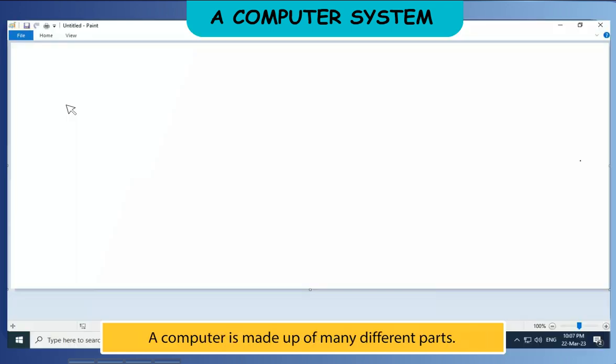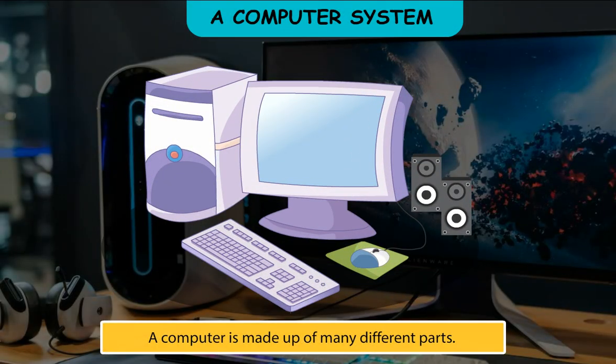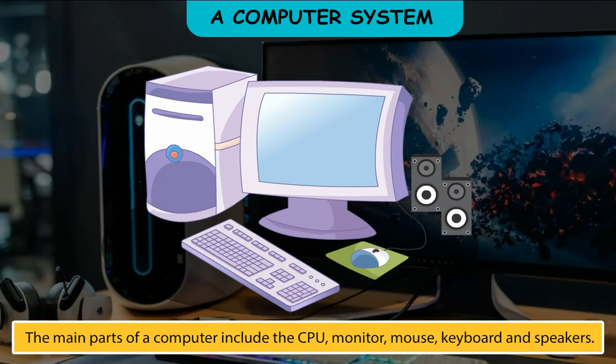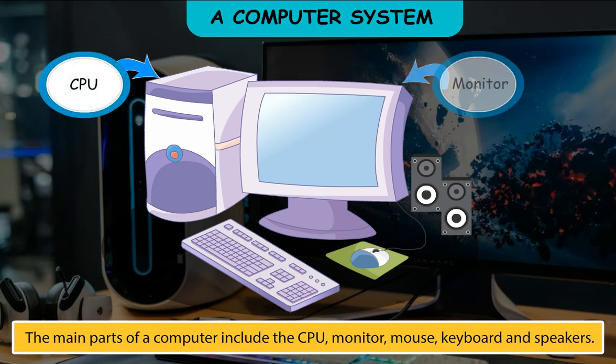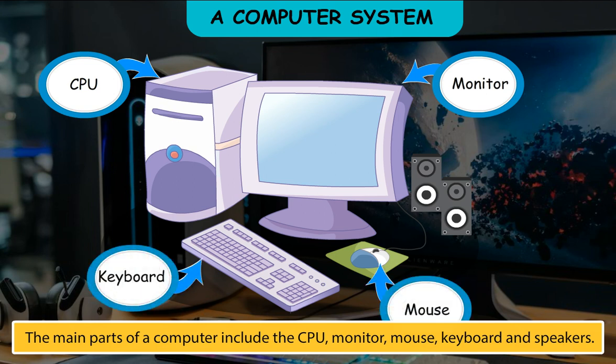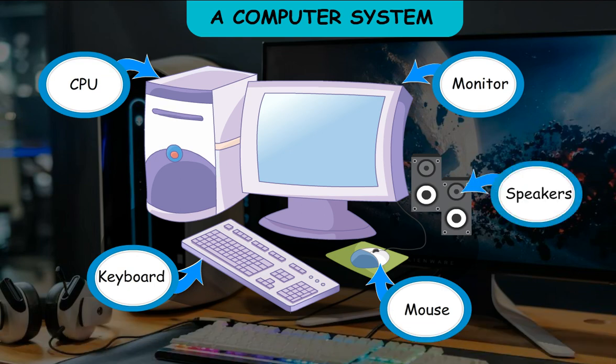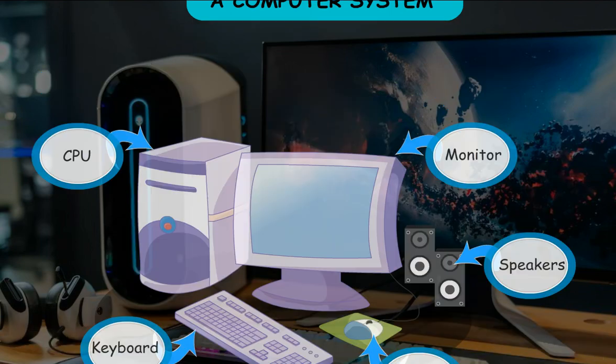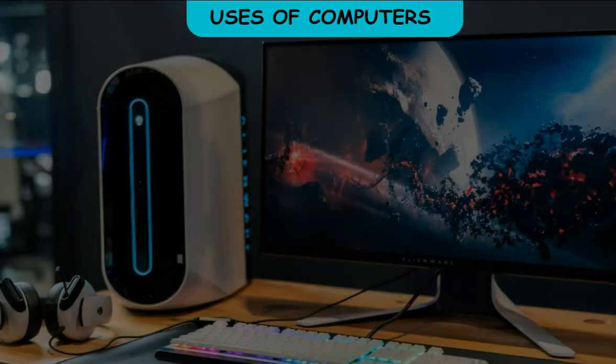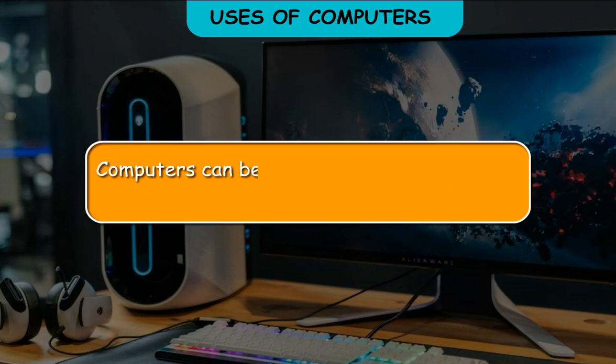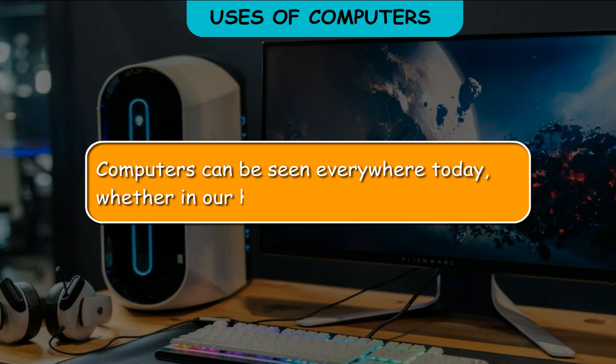A computer is made up of many different parts. The main parts of a computer include the CPU, monitor, mouse, keyboard, and speakers. Uses of computers. Computers can be seen everywhere today, whether in our home, office, or supermarket.